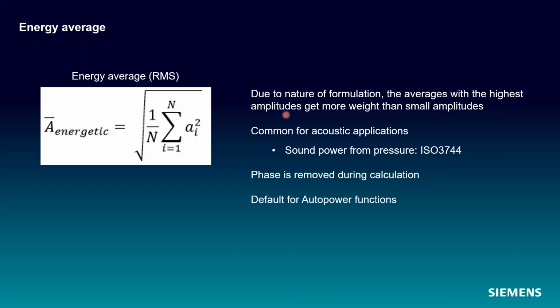Because it's an auto power, or because it's being squared, the phase is obviously being removed for the calculation. And so an energy average will be the default for auto power functions in Test Lab. Okay, so if you calculate an FFT as an auto power, and you say I want to average those, it's going to assume you want to do an energy average.